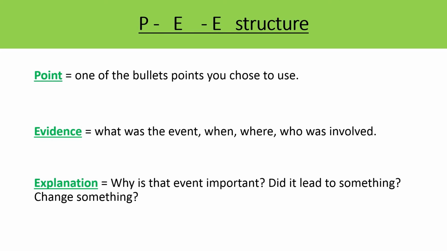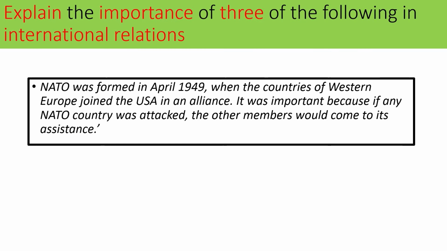So it's PEE. Point: the bullet point you've chosen to use for that paragraph. That's what you start off with. Evidence: what was it, when, where, who was involved, and you need to be as specific as possible. I'll come on to what I mean by specific in a minute when I show you an example answer. Explanation: why is it important? Did it lead to something? Did it change something? Did it affect a relationship between 2 countries? What did it do?